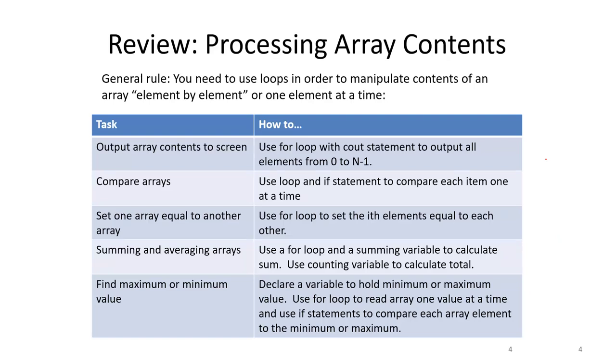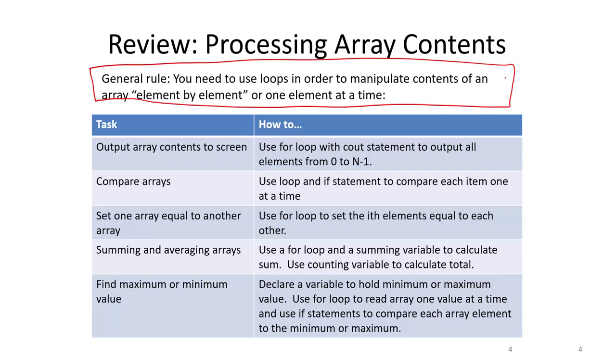In our previous video, we also reviewed how to process array contents. This is one of the most important things to remember about arrays. So please make sure you remember this. In order to manipulate the contents of an array, you need to use loops to manipulate the array element by element, or one element at a time. We cannot simply take a whole array and assign it the values of another array. We have to go one item at a time in that array.